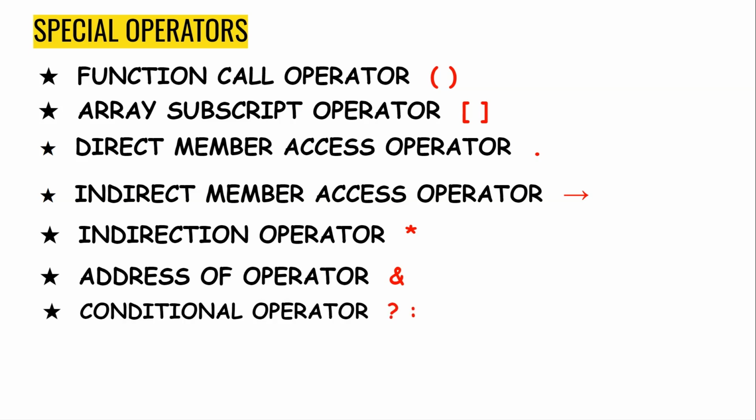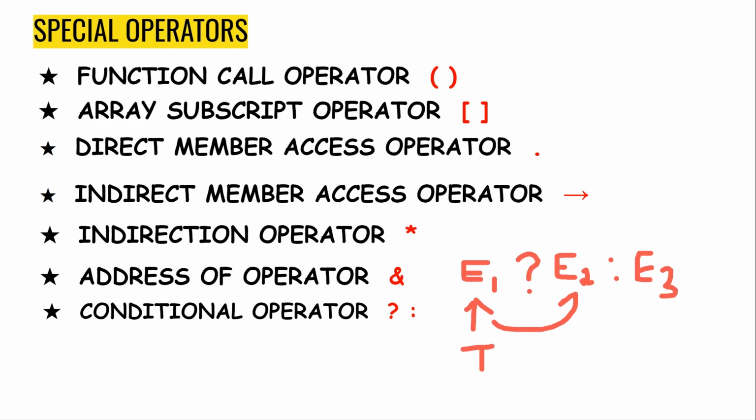The conditional operator, which we have already discussed, is the only ternary operator. The general form is E1 question mark E2 colon E3, where E1, E2 and E3 are sub-expressions. So the sub-expressions will be evaluated first. If E1 evaluates to a non-zero value, which means that it is a true value, then E2 will be evaluated. Suppose E1 evaluates to a false value, then E3 is evaluated and E2 is ignored.